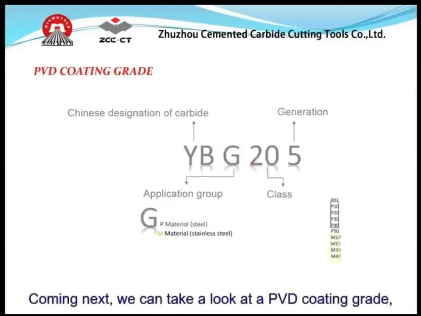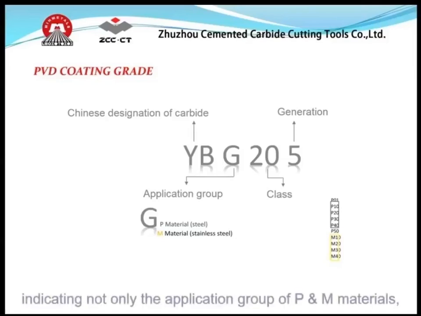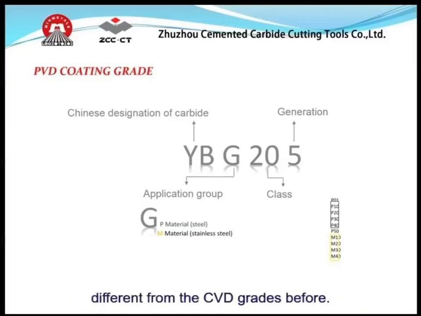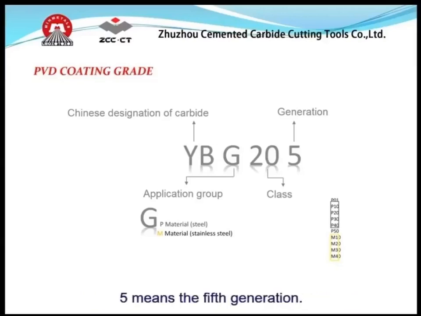Coming next, we can take a look at the PVD coating grade. YBG205. YB the same, G the cell letter, however, indicating not only the application group of P and M materials, which are for steel and stainless steel machining, but also means this is a PVD coating grade, different from the CVD coating grade before. Then 20, the P20 or M20 class range. 5 means the 5th generation.